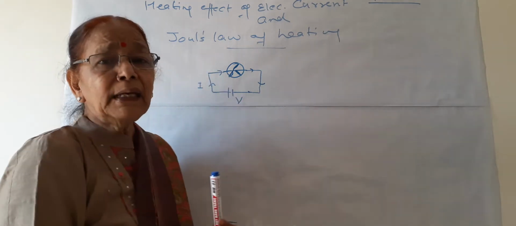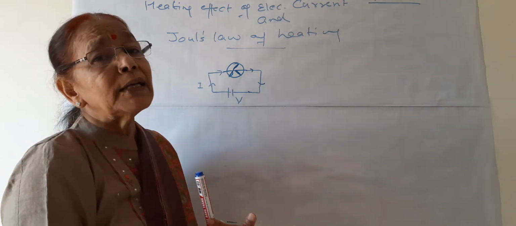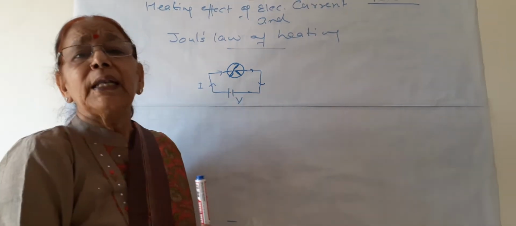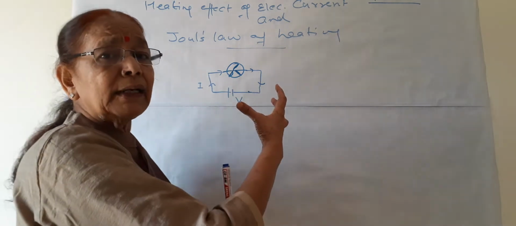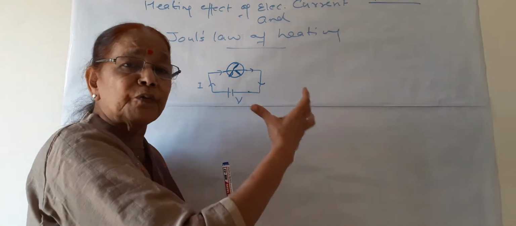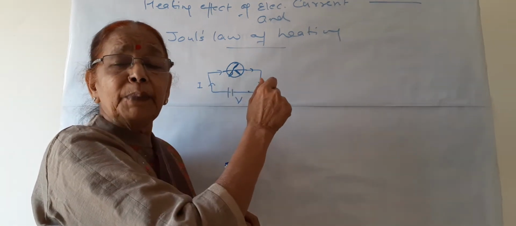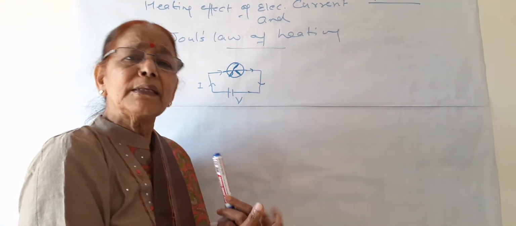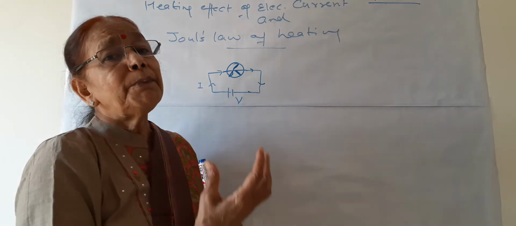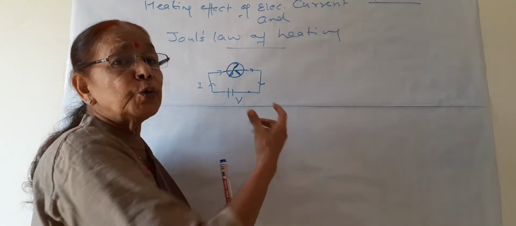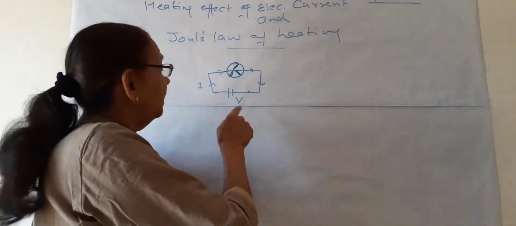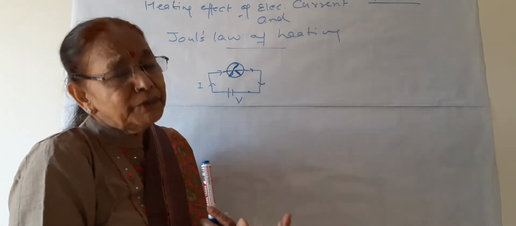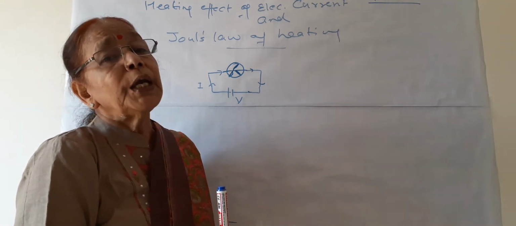When current is passing, it is a phenomenon known as the heating effect of current. When current passes through electrical gadgets, a part of it is used for useful work like rotating the blades of a fan or glowing the bulb, or in other appliances other useful work is done. But some of the electrical energy coming from the battery is transformed into heat.